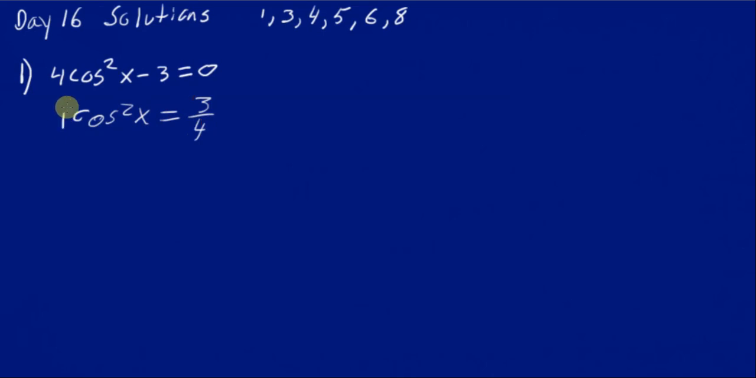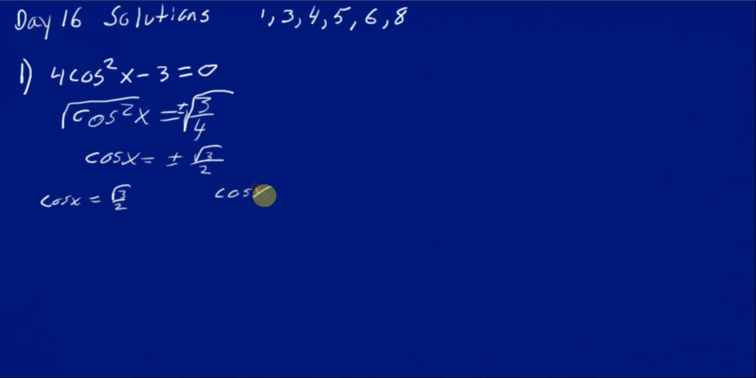Solving for the cosine of x, so I need to take the square root of both sides. Remember, when you do the square root, you have to take the plus and minus. So that gives me the cosine of x is equal to plus or minus the square root of 3 over 2. All right, well, that means that the cosine of x is equal to root 3 over 2. Just break it into two separate problems, and the cosine of x is equal to negative root 3 over 2.